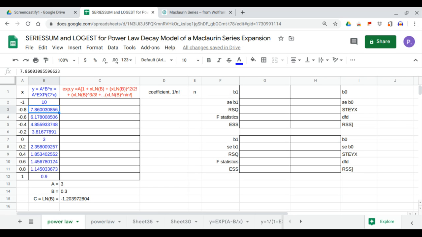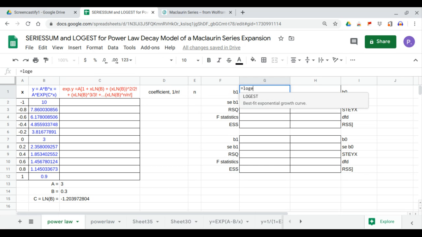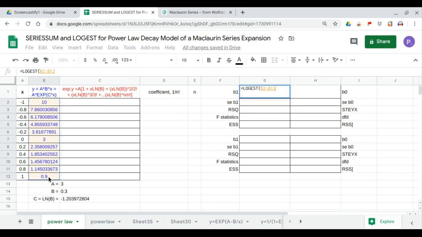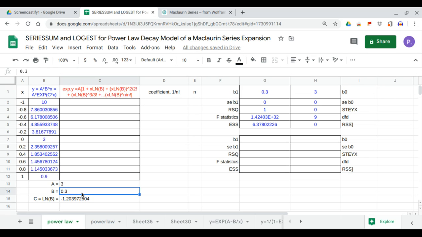We will regress it using the LOGEST of data y and data x and show the full statistics. We are regressing this data set with itself. So we have a perfect value, our b0 matches our a, and b1 matches our b, 0.3. Our standard error coefficient is 0 because we're regressing it with itself. R squared is perfect, 100% or 1. Sey is 0. And residual sum of squares is also 0.